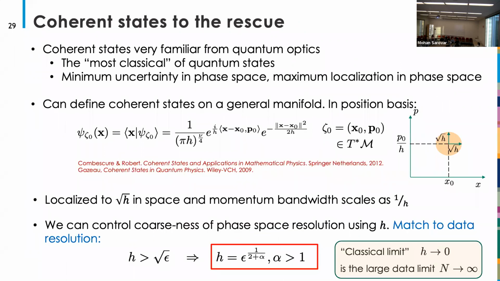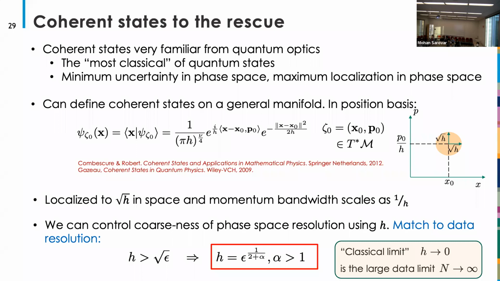And so, being from a quantum optics background, the natural thing to think about is actually coherent states. Coherent states are the best approximation to classical point particles that we have, but with some finite uncertainty. So, minimum uncertainty in phase space and maximum localization in phase space. On a general manifold, you can define coherent states in a very similar way to how you would do it in quantum optics on R2.